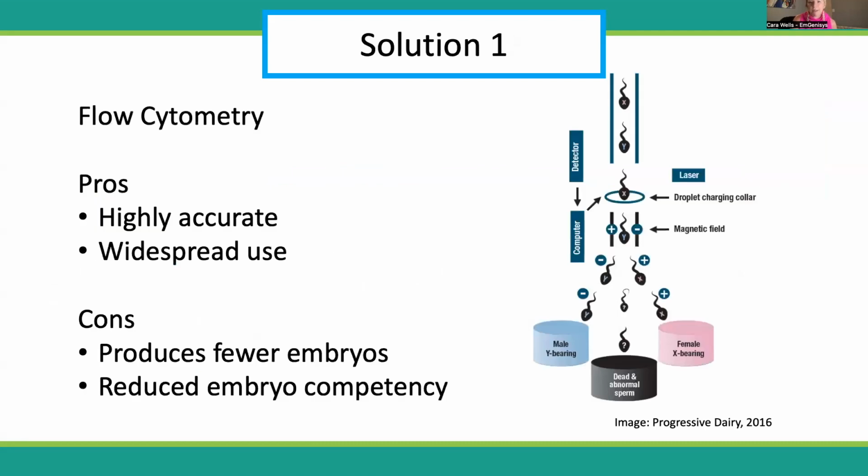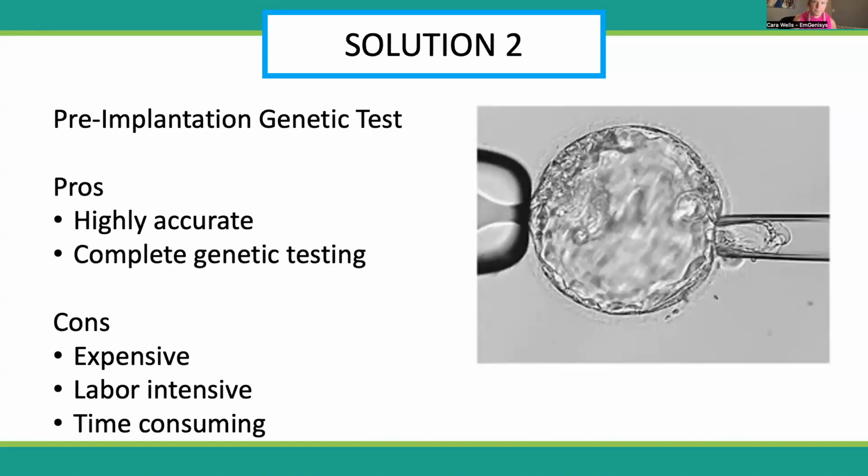The most common method to control the sex ratio is by use of flow cytometry. This method involves dyeing sperm cells with fluorescent dye and passing them through a flow cytometer. Cells can be either sorted based on the variance of an X or Y chromosome, or the undesirable cells may be laser ablated. This method is highly accurate and widespread in use. Unfortunately, though, sexed semen is known to produce fewer embryos and may reduce embryo competency.